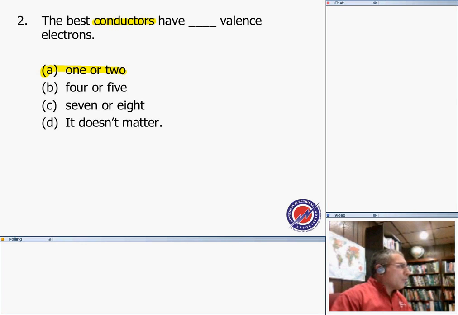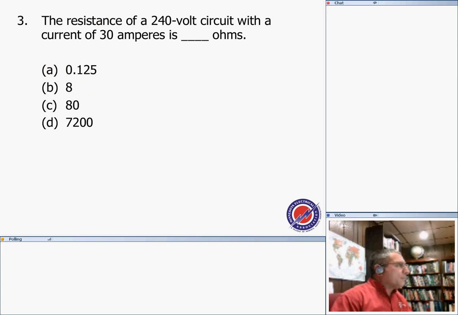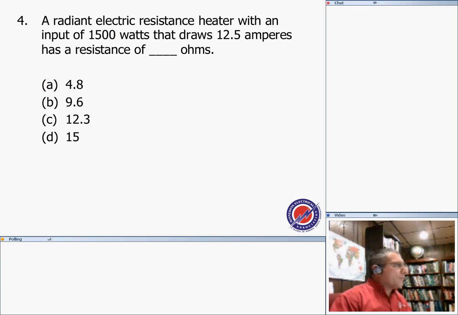So if it has more, it is not a conductor, it is an insulator. If you have 4 or 5, that's a semiconductor. So our answer for this was 2. Next, the resistance of a 24-volt circuit with a current of this amount, in ohms. Guys, you take the 240 and divide it by the current, which is 30. That gets me an answer of B, number 8. So 0 goes with 0, and 24 divided by 3 is 8. That's straightforward.